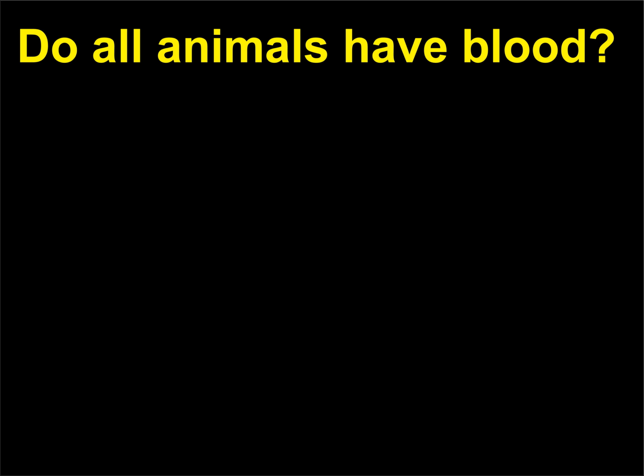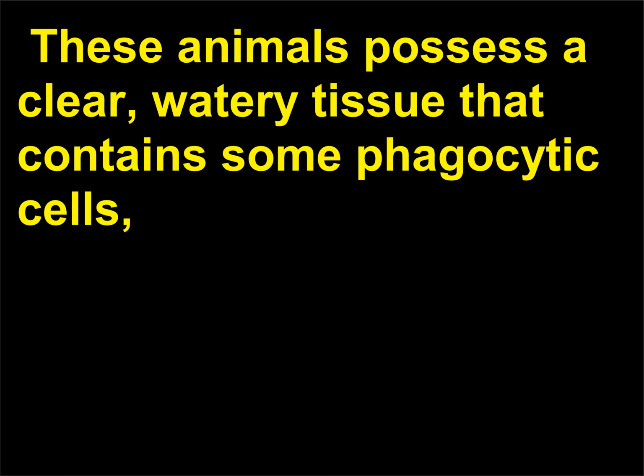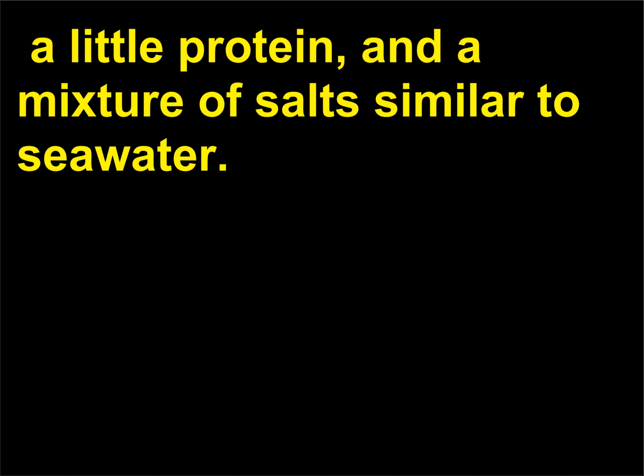Do all animals have blood? Some invertebrates, such as flatworms and cnidarians, lack a circulatory system that contains blood. These animals possess a clear, watery tissue that contains some phagocytic cells, a little protein, and a mixture of salt similar to seawater.